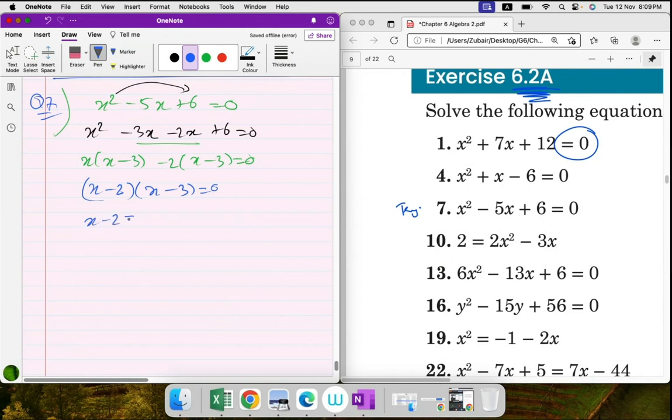First factor equal to 0, second factor equal to 0. So x equals 2 and x equals 3. 2 and 3.